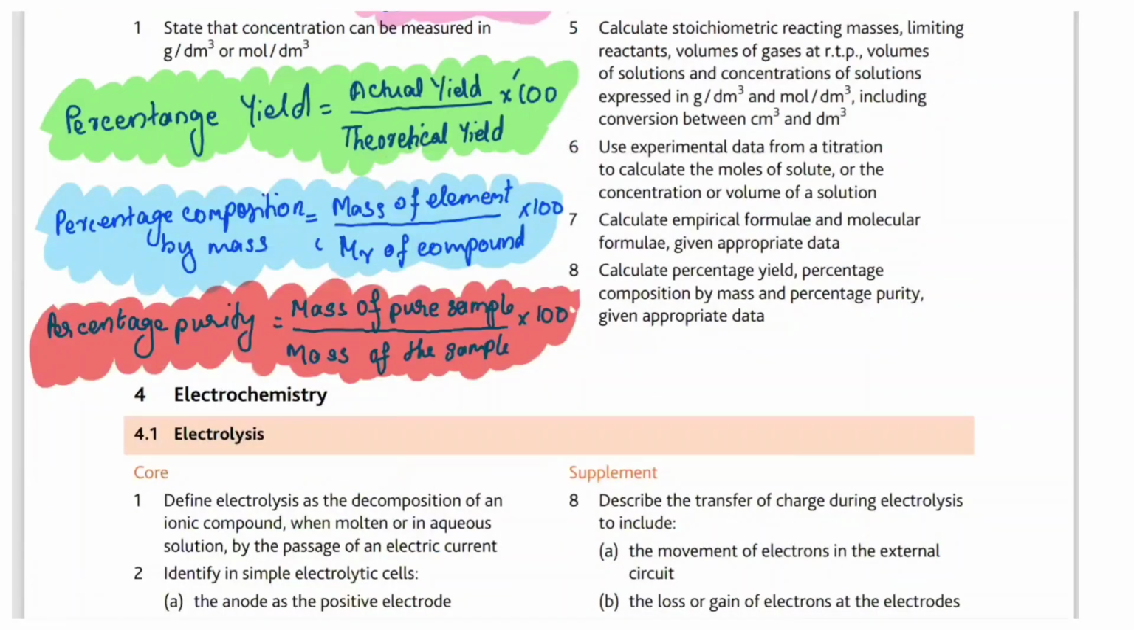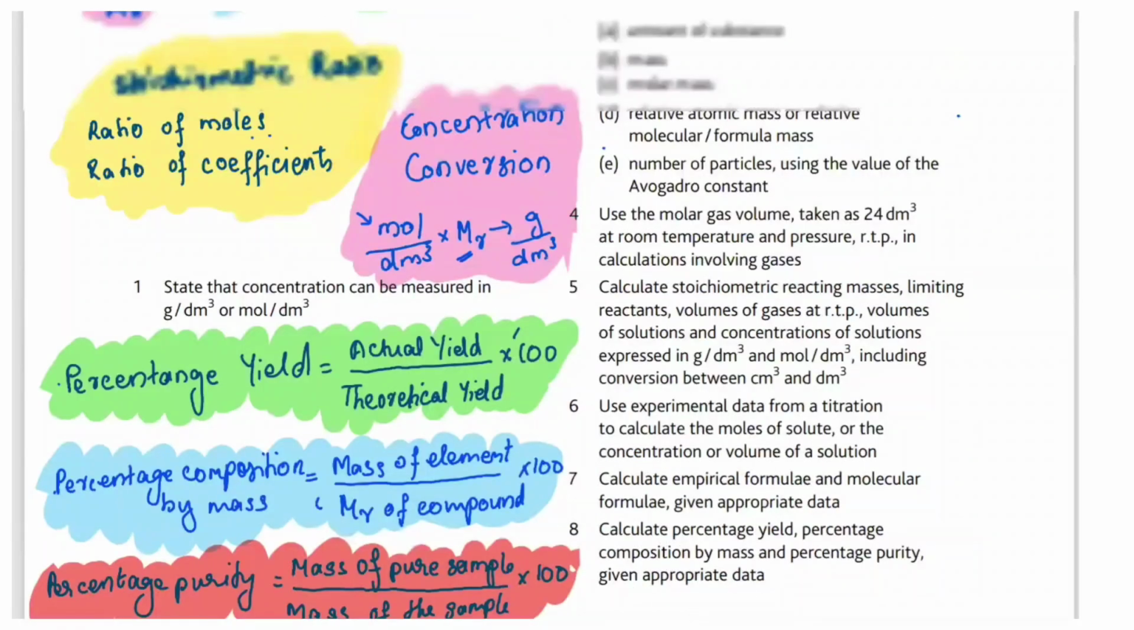Then you will have to understand the formulas of percentage yield, percentage composition by mass, and percentage purity. For percentage yield, the formula is actual yield by theoretical yield into 100. For percentage composition by mass, the formula is mass of the element by MR of the compound into 100. And for percentage purity, the formula is mass of the pure sample by mass of the sample into 100. Here, the sample that will be given will be impure. So these are the formulas that are required. We will see how to solve questions using these formulas by doing past paper questions.